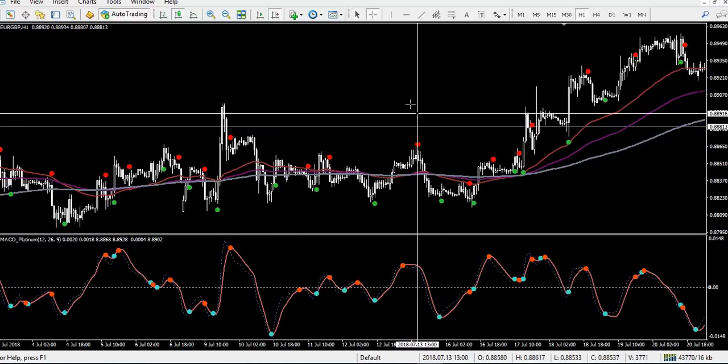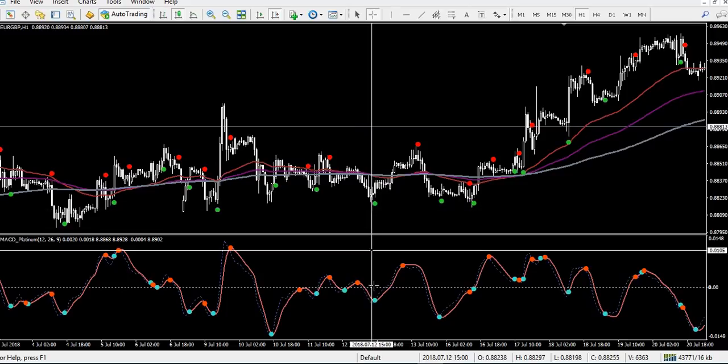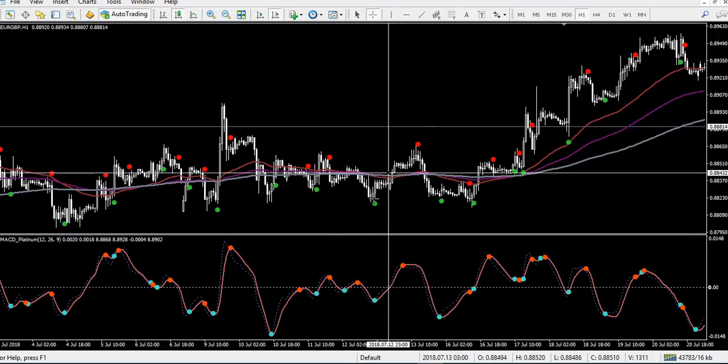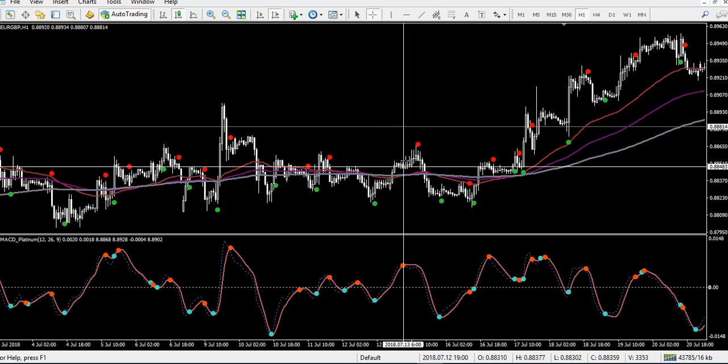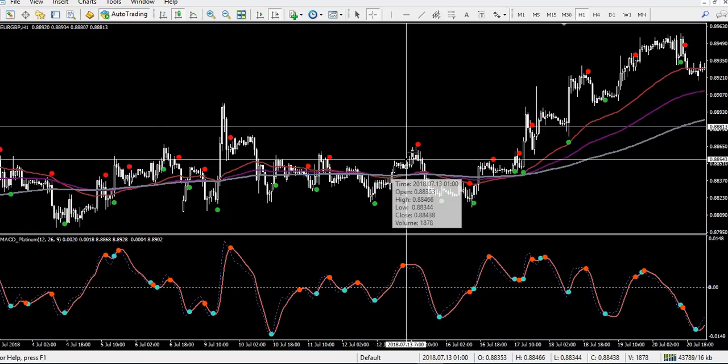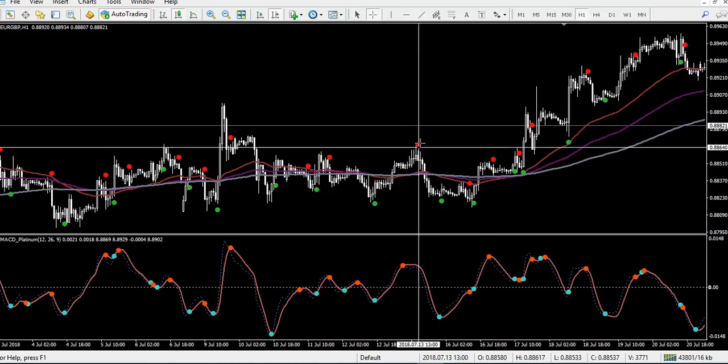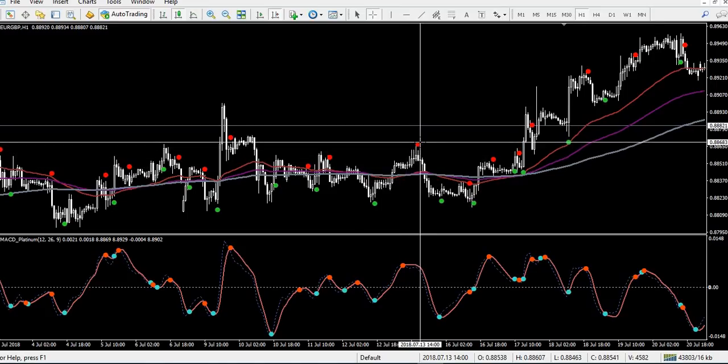Look, here's a good example. MACD's below the zero level. MAs are flat. Green dot. Take the buy. You just got to keep it tighter. MACD's above the zero level. Green, red dot on the QMP filter.